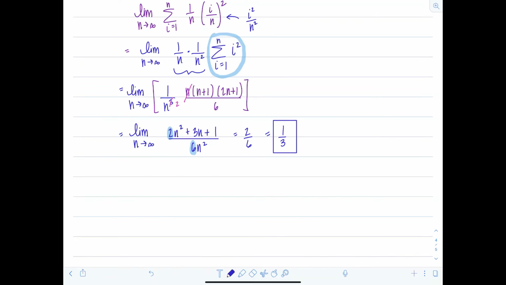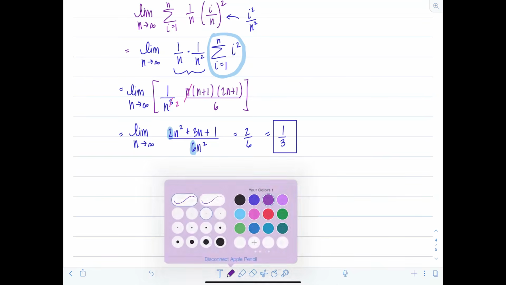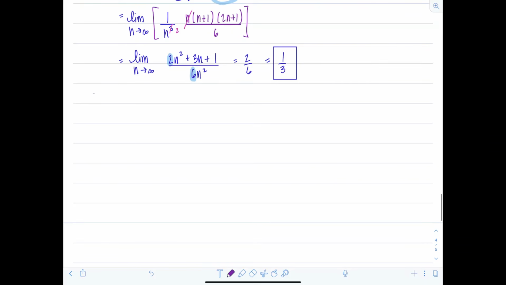All right, good job. Let's do one more to conclude the lesson. So same directions, example 8, find the limit.